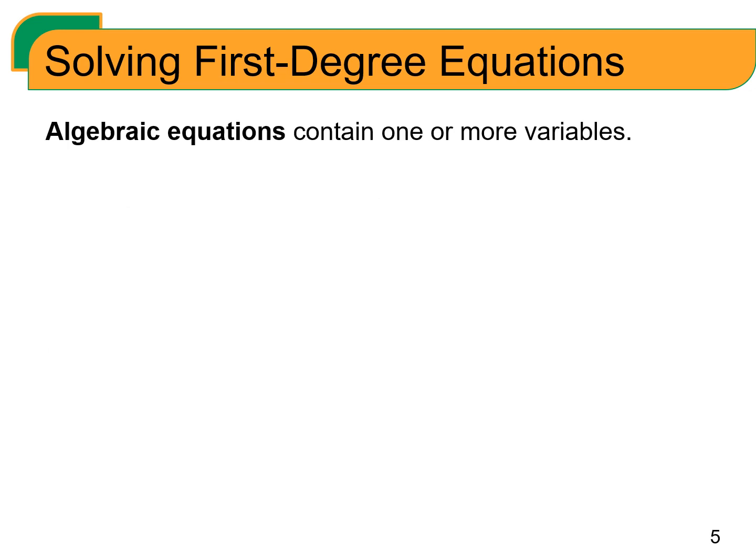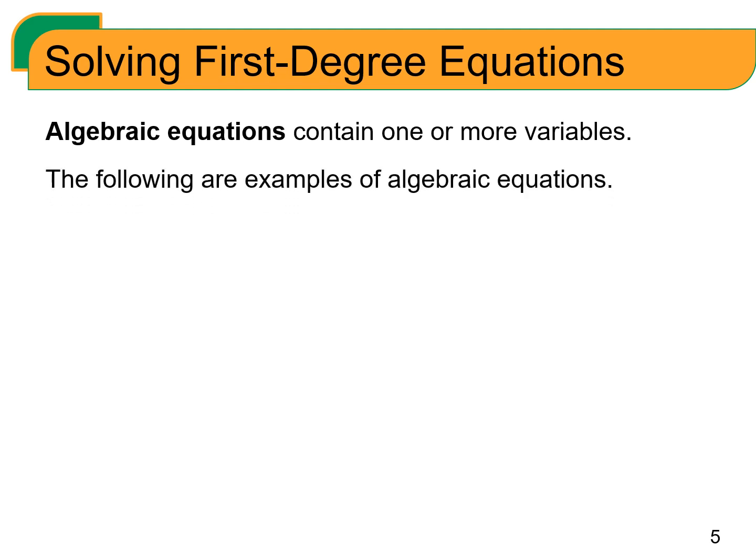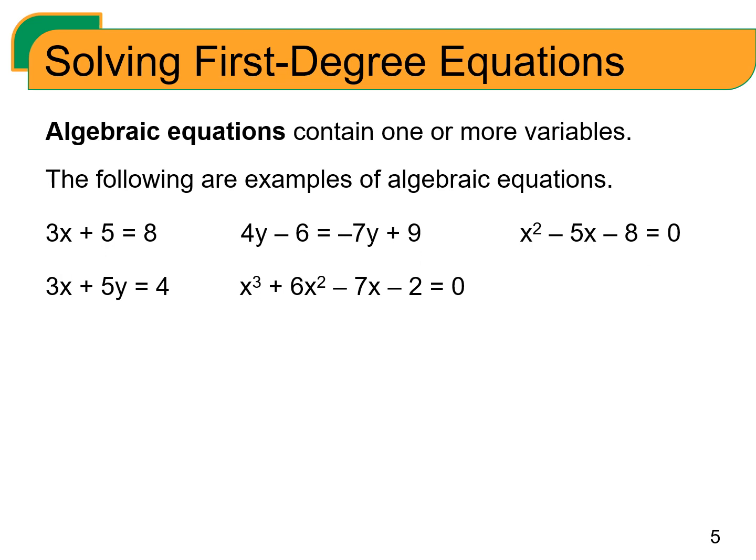Next, we are going to talk about what an algebraic equation is. An algebraic equation contains one or more variables. The following examples are all algebraic equations. Some contain one variable, like x here, or only one variable y here, or some contain two variables, x and y. So these are all algebraic expressions or equations, if you like.